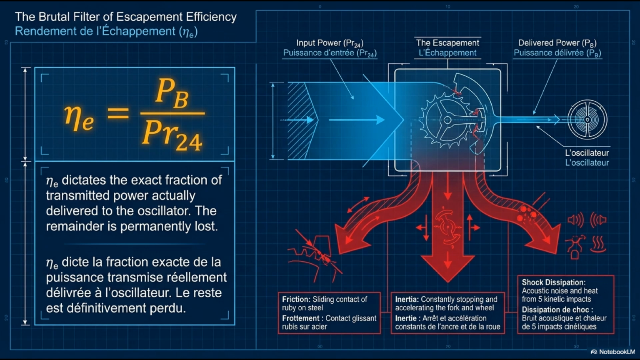Mechanism 3, shock dissipation. The 5 mechanical impacts per cycle convert kinetic energy directly into acoustic energy and heat. The drop shock alone dissipates a measurable fraction of total input power. The sum, even a perfectly adjusted, freshly lubricated Swiss lever escapement, wastes approximately 59 to 70% of the energy it receives. Only 30 to 41% reaches the balance wheel.